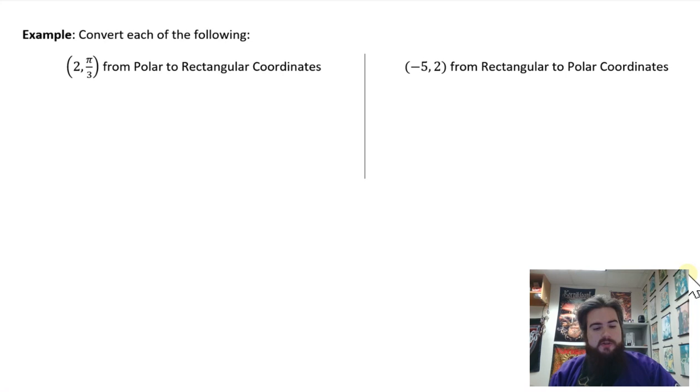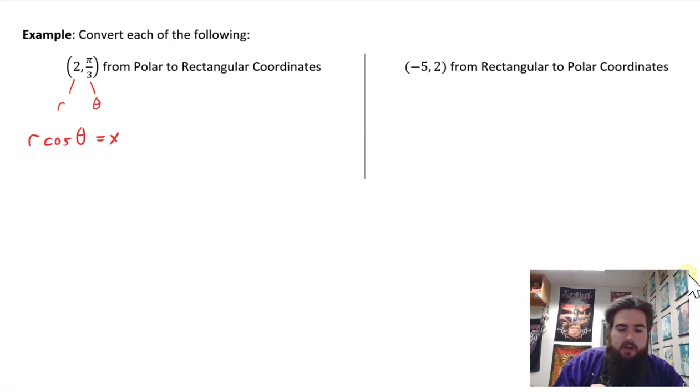In order to change the first pair from polar to rectangular coordinates, we would like to use equations that involve both r and theta, which are what my two pieces are right now. Two equations that involve r and theta and allow me to solve for x, and another one to solve for y. In this case then, I will be using r cosine of theta is equal to x, and I'll also be using r sine of theta is equal to y.